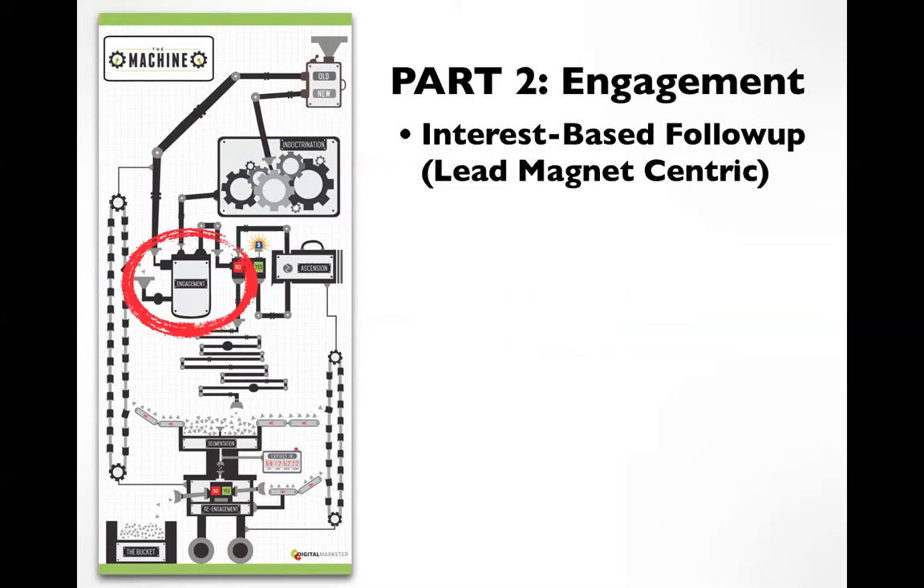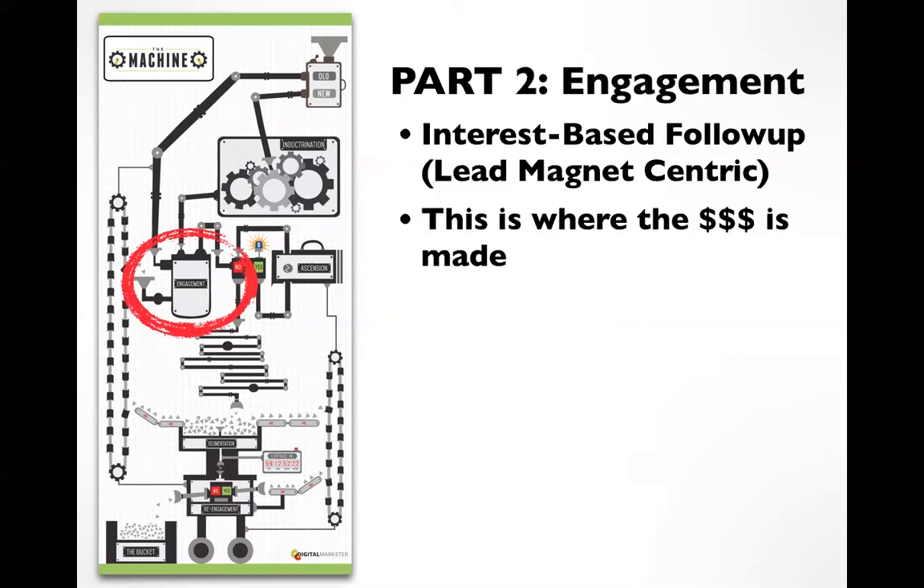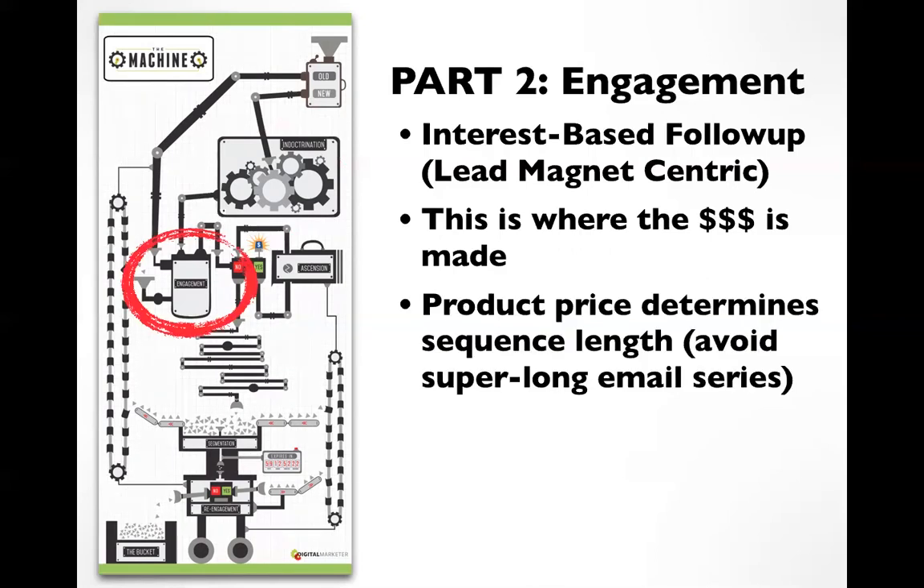So interest-based follow-up. This is lead magnet centric, right? This is where the money is made. So we're pushing them to the lead magnet now, right? And this is where product price determines sequence length. So what I mean is that you're not going to send just 3 emails if you're trying to sell a house. Obviously, you're going to send a lot more emails than that, probably over a period of 2 years. That's usually a good way to do it, right?